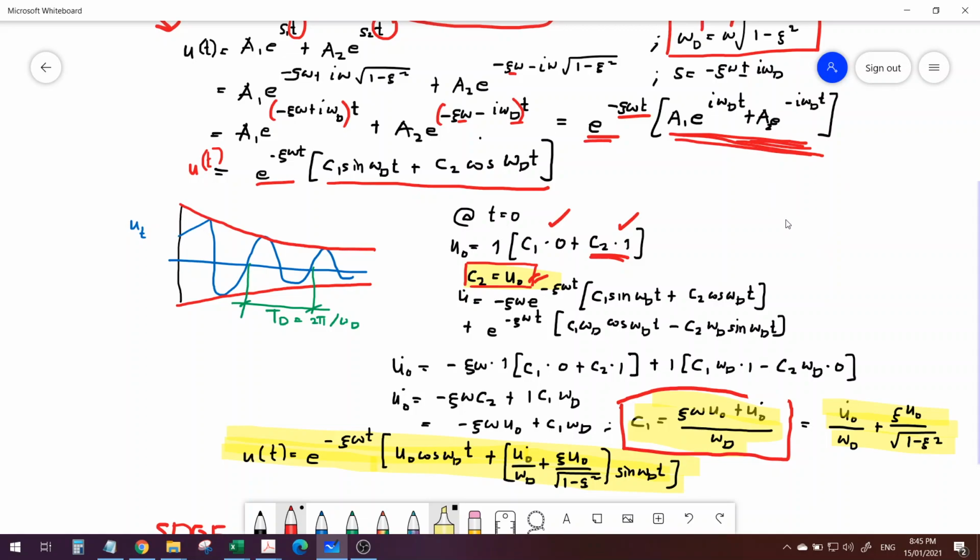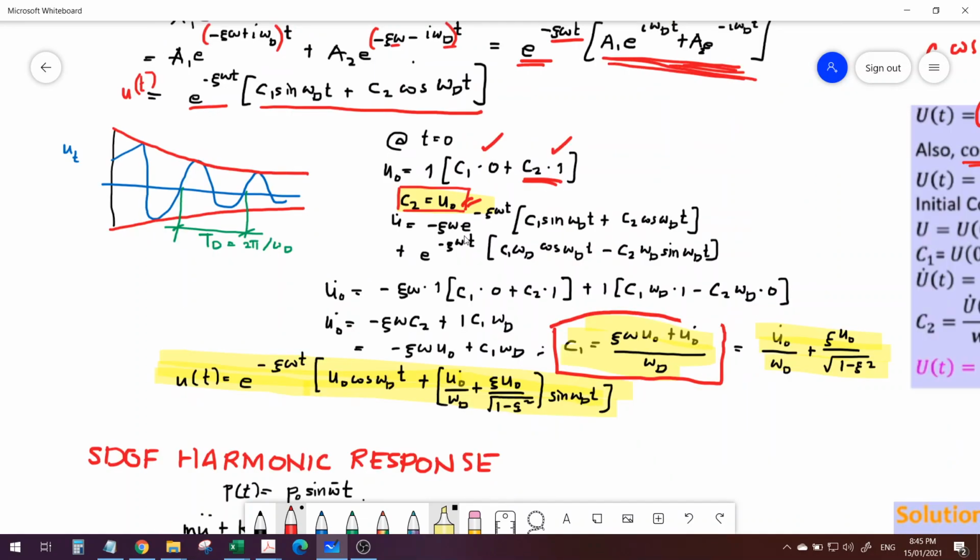Next, let's find the first derivative of this. If you get the first derivative of this whole equation, you got this: negative C omega e^(negative C omega t) times (C1 sine omega d t plus C2 cosine omega d t). Nadagdagan tayo ng term because this is a product formula, because this should be multiplied sa sine. So remember, (UV)' is equal to UV' plus VU' sa differential calculus. Kaya naging dalawa yung term natin.